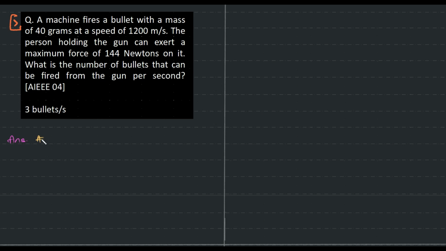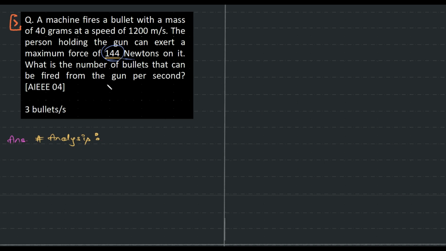we have a gun that is held by a person, and the person is able to bear a force of 144 newtons, because for every action there's an equal and opposite reaction. This is something that you will see in the next set of videos. Of course, you guys know this. That's our third law. So the person is able to handle this amount of force per second.